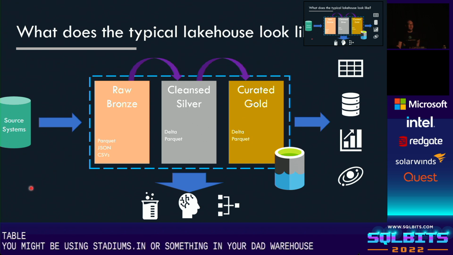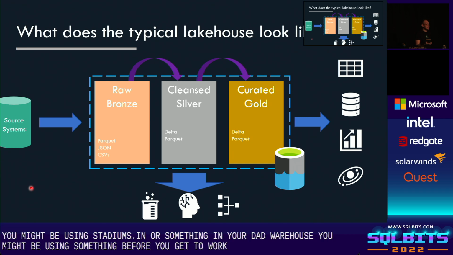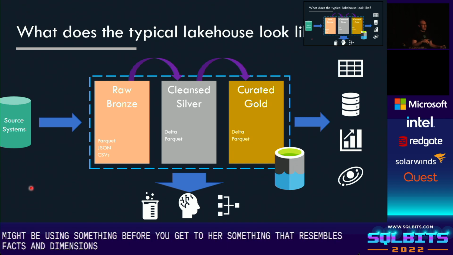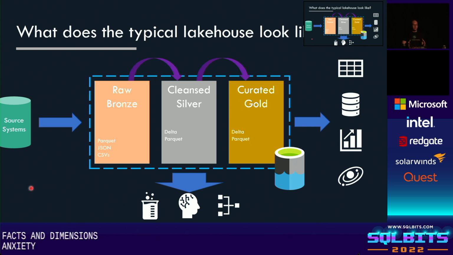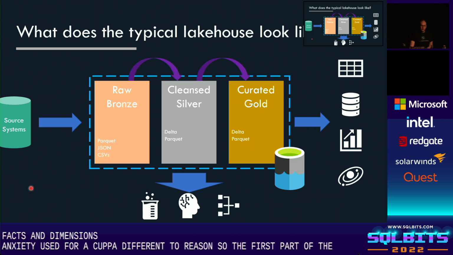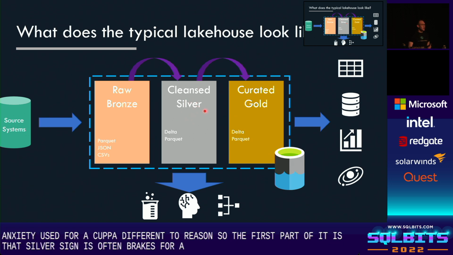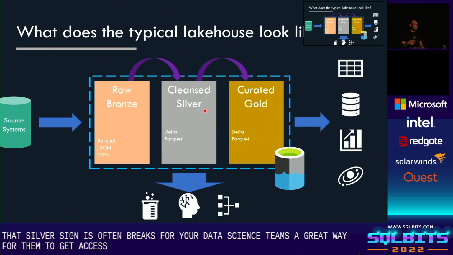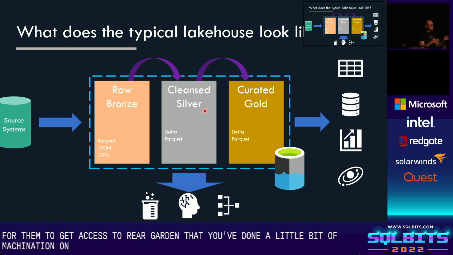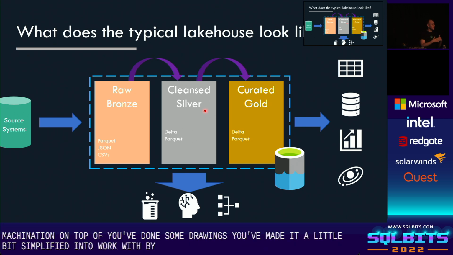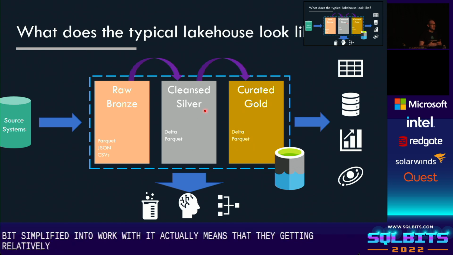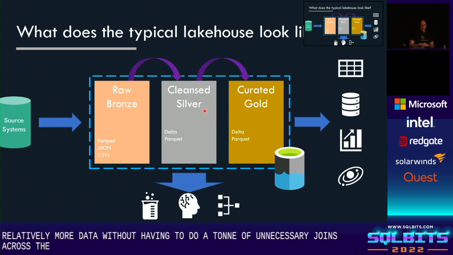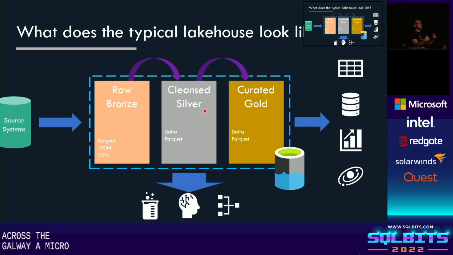You might be using something before you get to something that resembles facts and dimensions. And so those different zones are used for a couple of different reasons. The first part of it is that the silver zone is often great for your data science teams. It's a great way for them to get access to raw data that you've done a little bit of machination on top of. You've done some joins, you've made it a little bit simpler for them to work with, but it actually means that they're getting relatively raw data without having to do a ton of unnecessary joins. And then your gold layer might resemble something much more like a data warehouse, facts and dimensions, because that's often what your reporting tools are going to need.